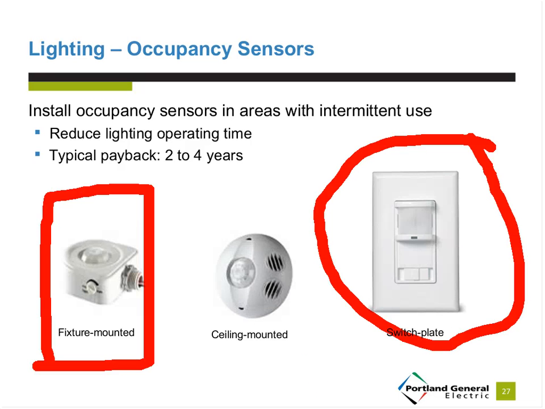And then this is what we see kind of in schools, maybe it's a ceiling mounted. You'd see this like in a large gym or a large conference room, which when it senses activity, it turns on. Great ways to save energy. There's good incentives from the Energy Trust of Oregon on those. Typical payback is 2 to 4 years on those.